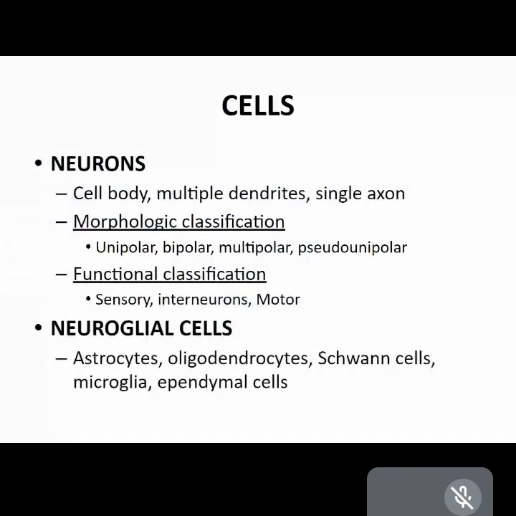Okay, the neurons contain a cell body, multiple dendrites, and a single axon. The morphologic classification is unipolar, bipolar, multipolar, and pseudo-unipolar. The functional classification is according to whether it is sensory, an interneuron, or motor in function. Neuroglial cells are the following: the astrocytes, oligodendrocytes, Schwann cells, microglia, and the ependymal cells.